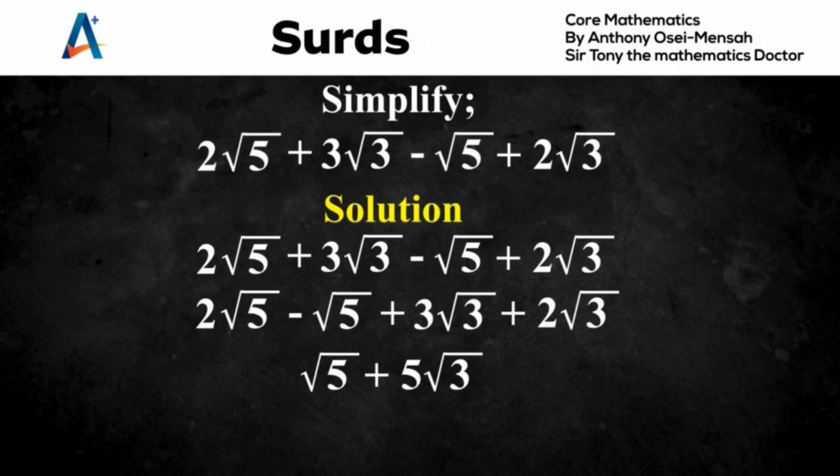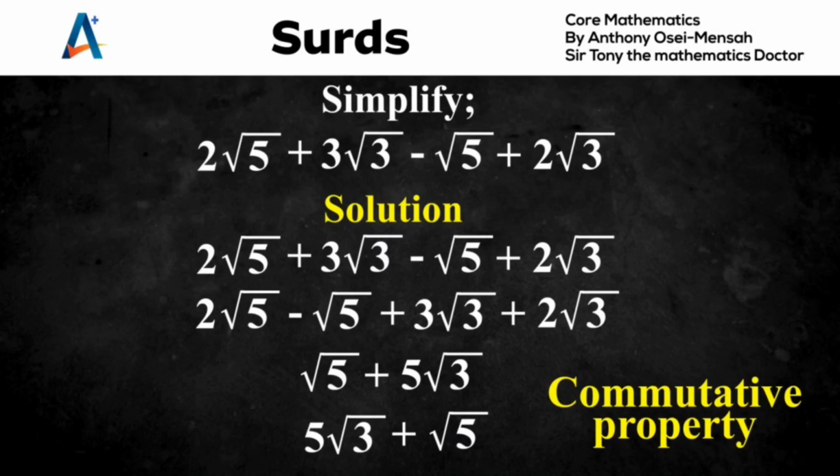Or you can also write it as 5 root 3 plus root 5. That is the same thing. So that is just changing the position of the terms. That is the commutative property. The addition sign can help you change the position of terms and the answer will be the same. When you change the position of terms and get the same answer, it is referred to as the commutative property.